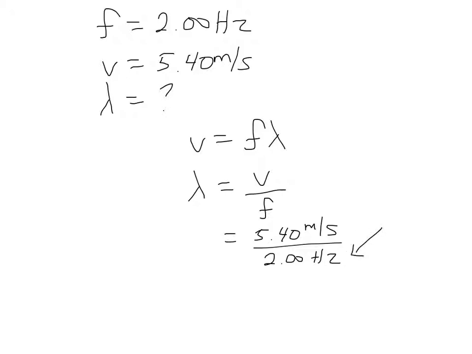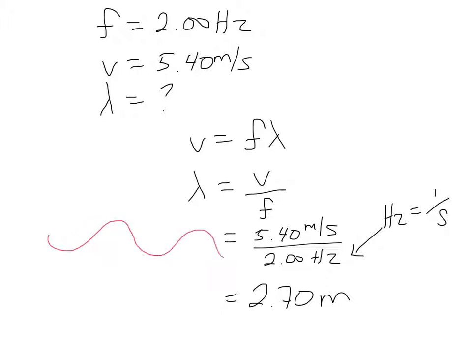For unit analysis, you can remember that a hertz is equal to 1 over seconds, which means that our seconds are going to cancel out. We are going to get that our wavelength is 2.7 meters. If I were to draw my wave right here, you want to make sure that you remember that a wavelength is going to be the distance between two identical points. So that right there would be our wavelength.